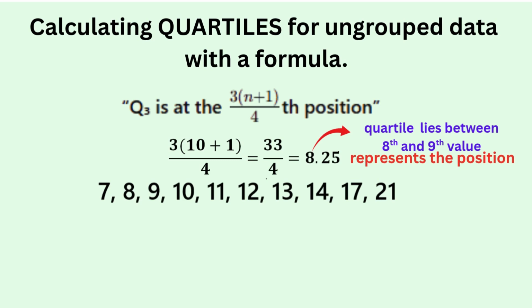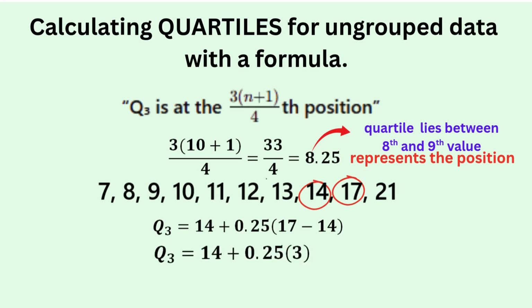Since the position is given as a decimal, the upper quartile is not exactly the 8th number. It is the 8th number 14 plus the decimal 0.25 times the difference between the 8th number and the number that comes immediately after. In this case, that's the 9th number 17, so Q3 is 14 plus 0.25 times 3, which is 14.75.